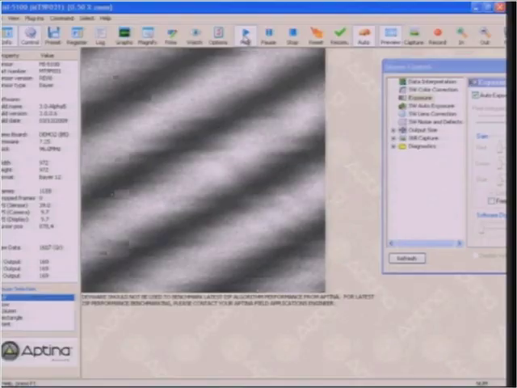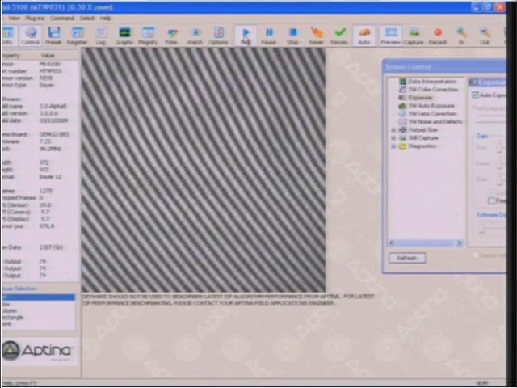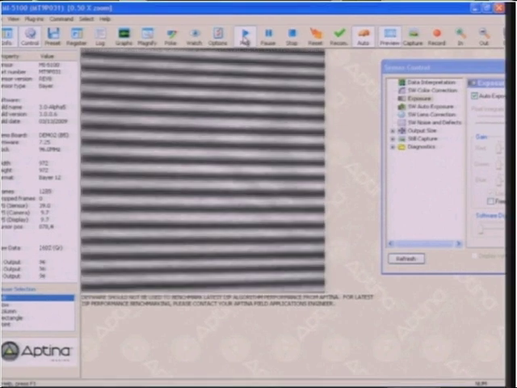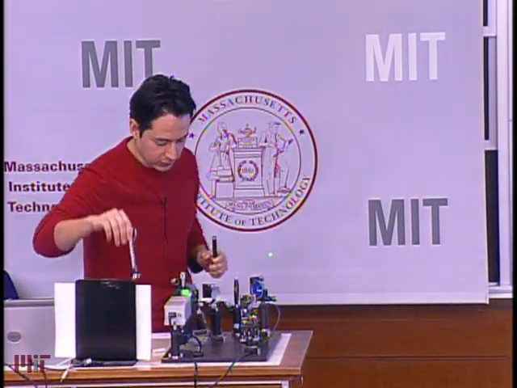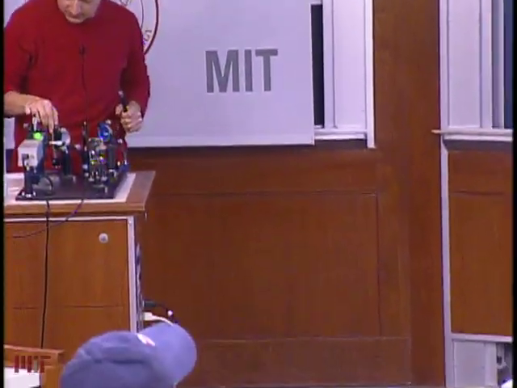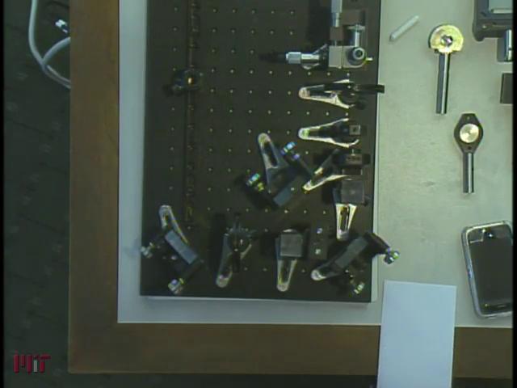I can also change the tilting of the fringe to do nice things like this, okay, by basically changing the orientation of the mirrors, okay? All right, so now what I'm going to do is I'm going to block one of these beam paths, okay? So we have a nice plane wave here.